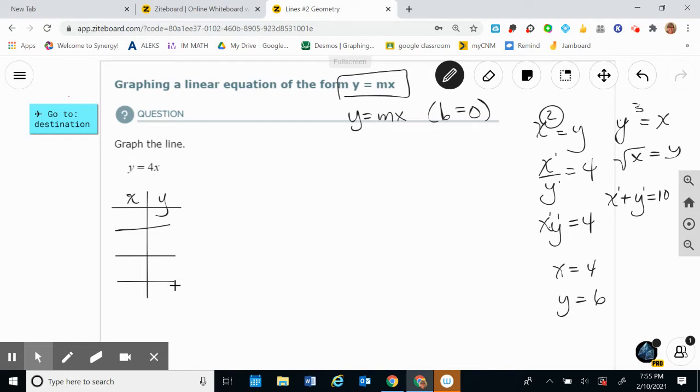What just happened to my tablet? What happened to my tablet? Okay, there it goes. I don't know what happened to it.